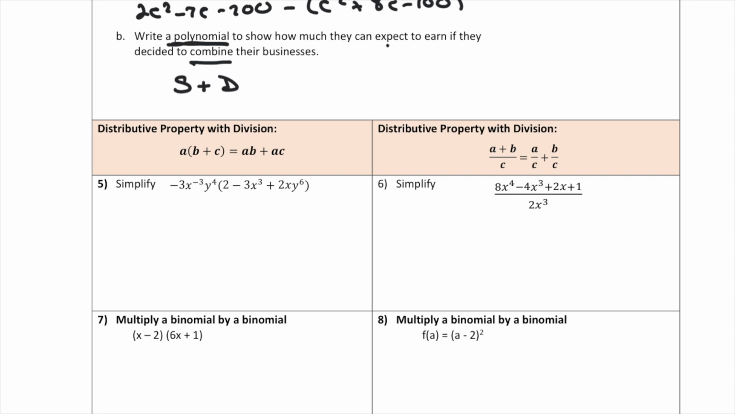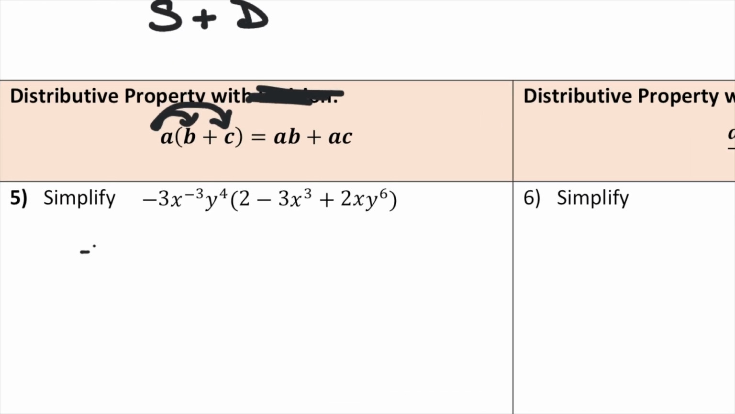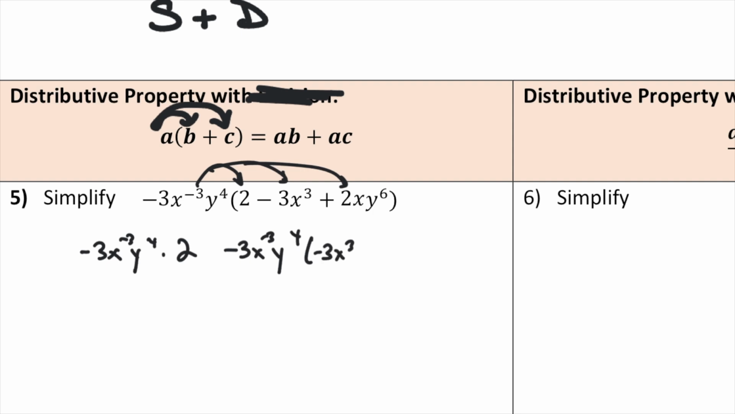We worked with distributive property. And for the distributive property, we would distribute the variable to the terms inside a binomial. So let's look at our first number, number 5. We're going to take negative 3x to the negative 3y to the 4th and multiply it by each term in this trinomial. So then we'll have negative 3x to the negative 3y to the 4th times our negative 3x cubed. And lastly, negative 3x to the negative 3y to the 4th times 2xy to the 6th.